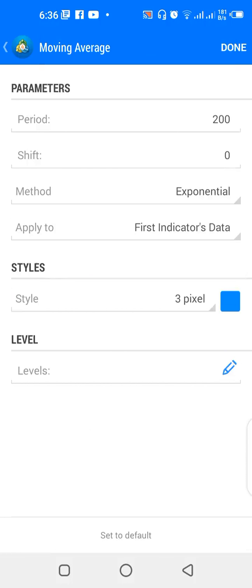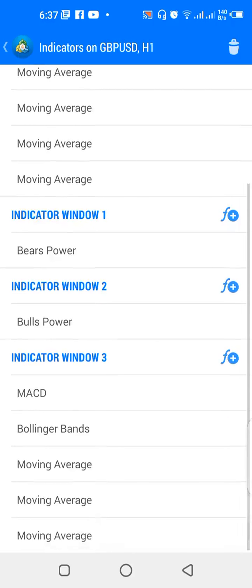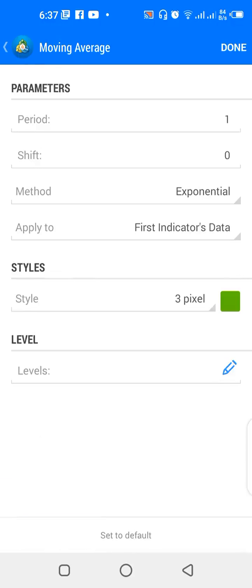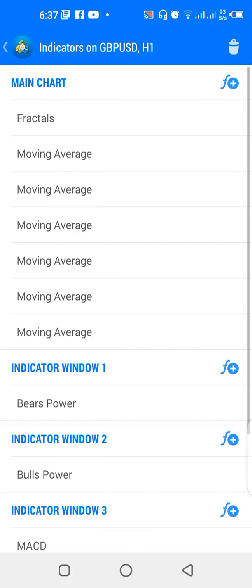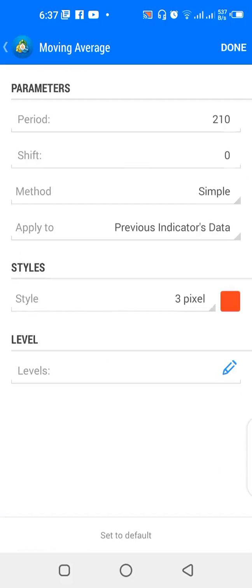Now we have a moving average. The period is 200. Method is exponential, applied to first indicator's data. The color is blue. Another moving average, we have 1 period. Shift is 0. Method is exponential, applied to first indicator's data. Color is green. And the last indicator on indicator window 3 is a moving average, 210 period. Shift is 0. Method is simple, applied to previous indicator's data, and color is red.